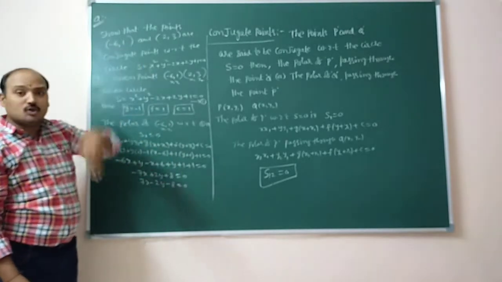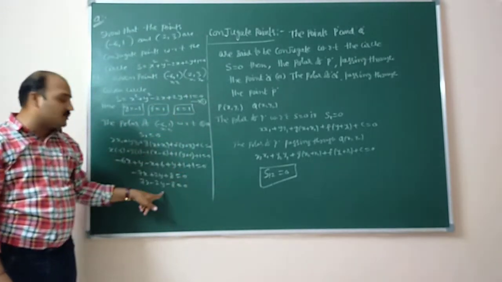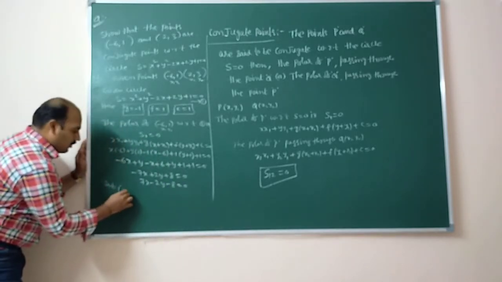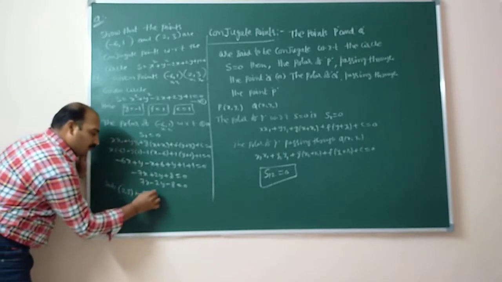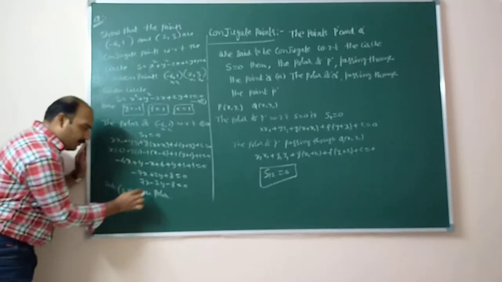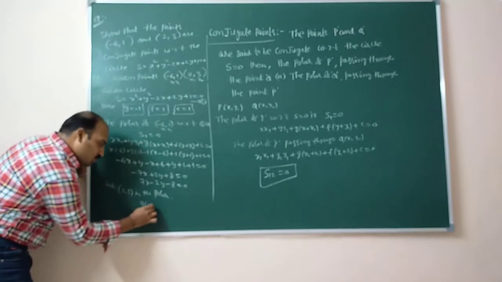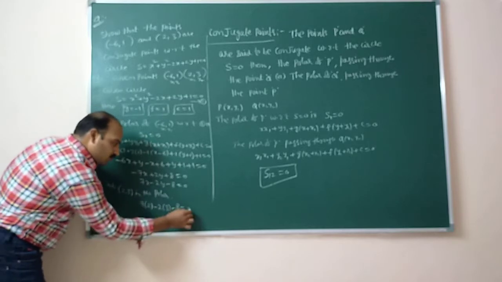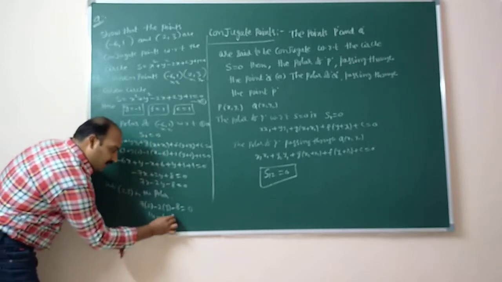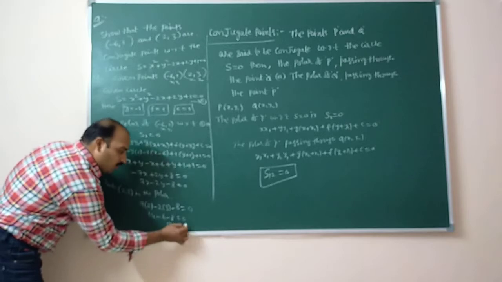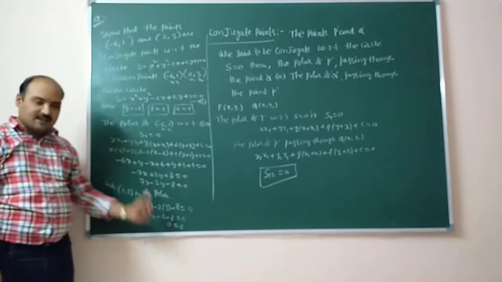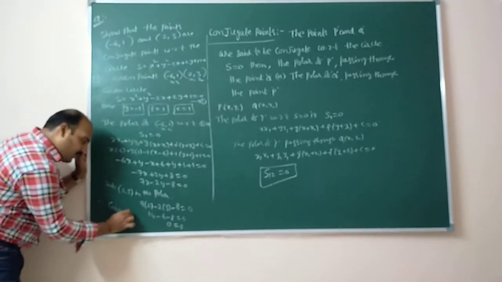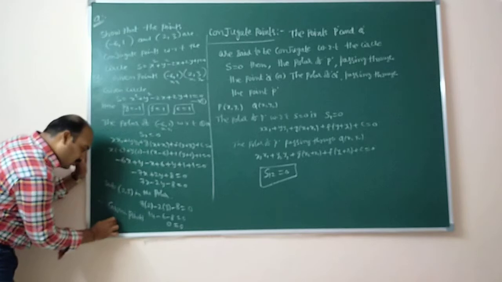Now, to prove the points are conjugate, the other point should satisfy this line. So now substitute (2, 3) in the above polar. In place of x, y, substitute: 7 into 2 minus 2 into 3 minus 8 equal to 0. Here 14 minus 6 minus 8 equal to 0. 0 equal to 0. Whenever 0 equal to 0, this point satisfies the polar. Therefore, the conclusion: the given points are conjugate.